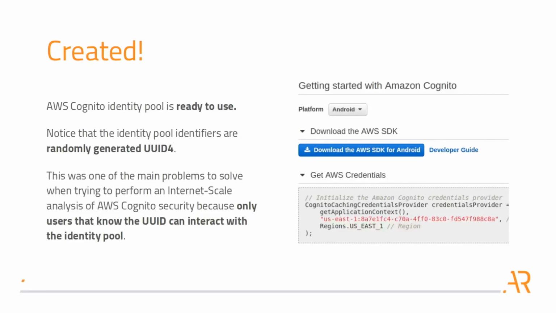So something to notice before I go to internet scale is that these IDs are randomly generated. I'm talking about the IDs that are in red in that screenshot. Those IDs are unique IDs. They're randomly generated. It's impossible for me as an attacker to guess one of those IDs. I need to extract them from somewhere.